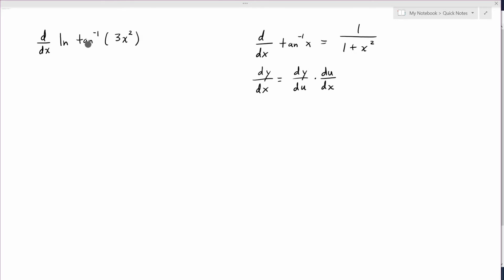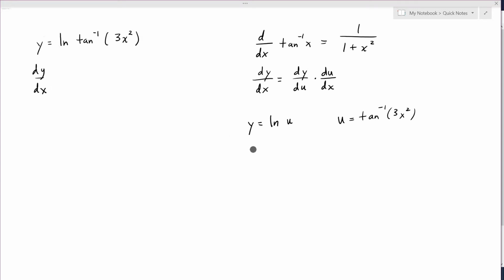So the first time we use the chain rule, the inner function is going to be this arctangent. So let's let u be arctangent of 3x squared. And then that means the outer function will be natural log of u. Okay, and then let's find dy/du and then multiply it by du/dx, and that'll give us dy/dx. I guess this is being called y. And we're finding dy/dx, just to be clear.